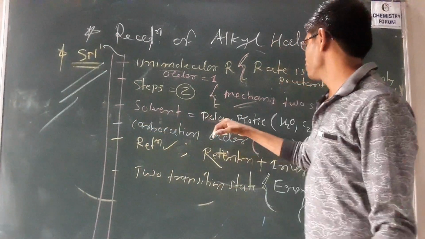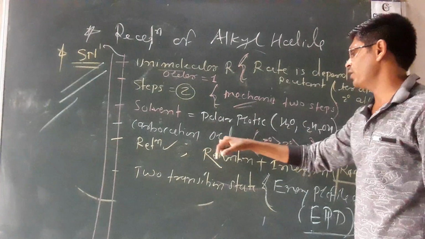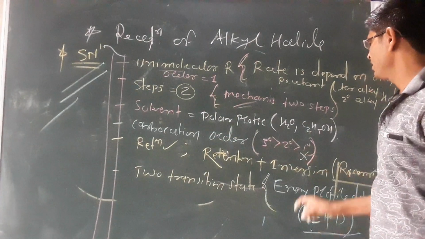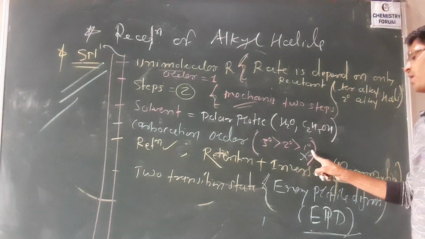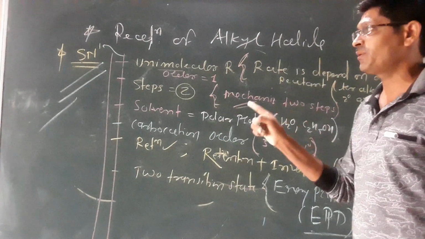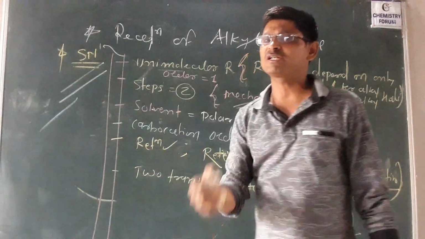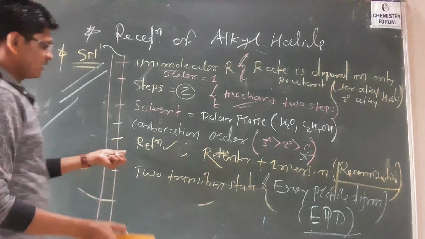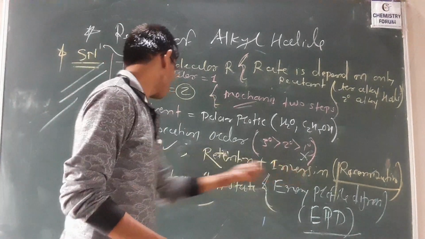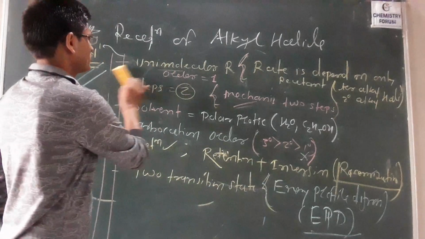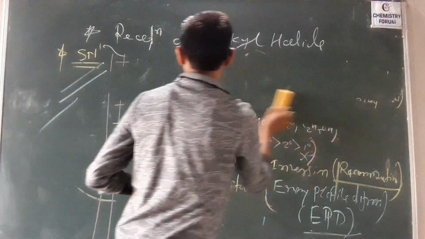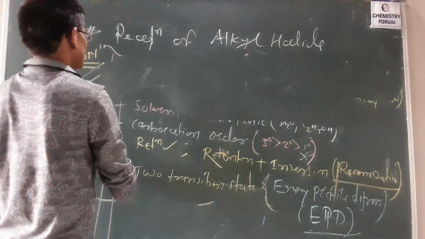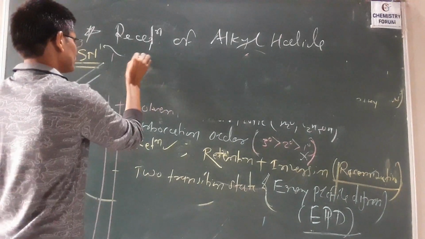So the solvent used is polar protic solvent. Carbocation order is tertiary, secondary, and primary. So primary never takes place fast. The primary alkyl halide never takes place in the SN1 type of reaction, only tertiary and secondary. Retention and inversion both are possible, and two transition states are there. Now some of the most important examples and applications.